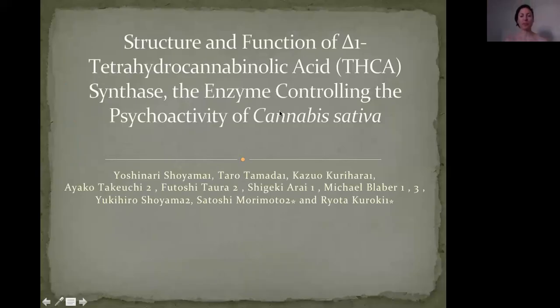All right. So today I am presenting the structure and function of delta-1 tetrahydrocannabinolic acid, THCA synthase, which is the enzyme that controls the psychoactivity of Cannabis sativa. This group has already published a paper several years prior to this one where they actually formed the first crystal of THCA synthase. So this group's been working on this particular enzyme for quite some time.